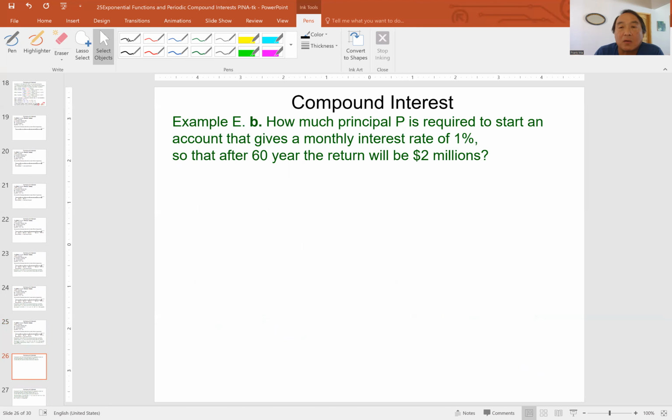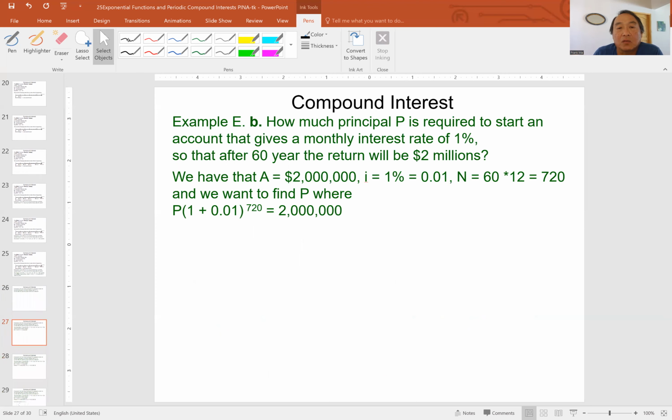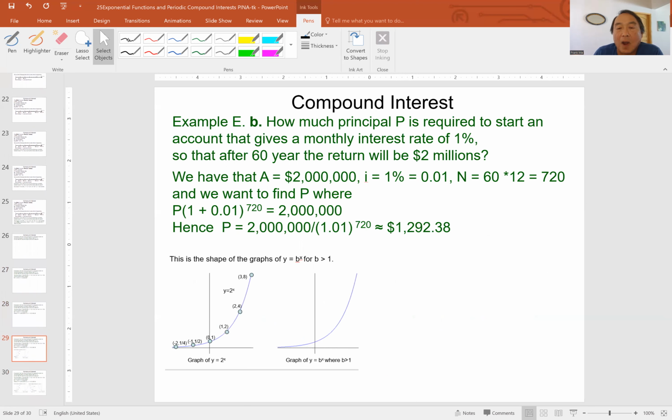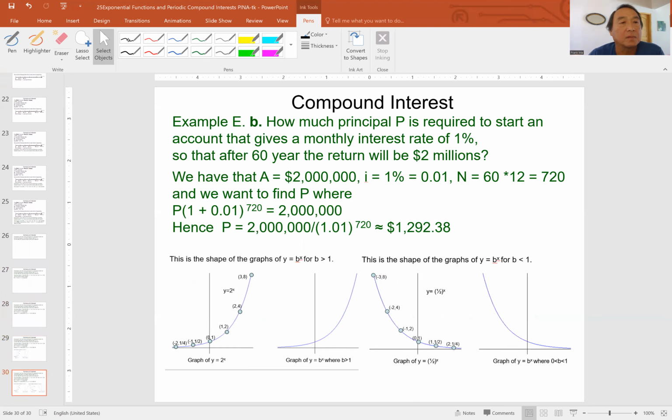And this is the backward. If I want to accumulate 2 million, how much principal do I have to have? Then divide by it. And these are the graphs of the exponential functions. Okay, and that's it.